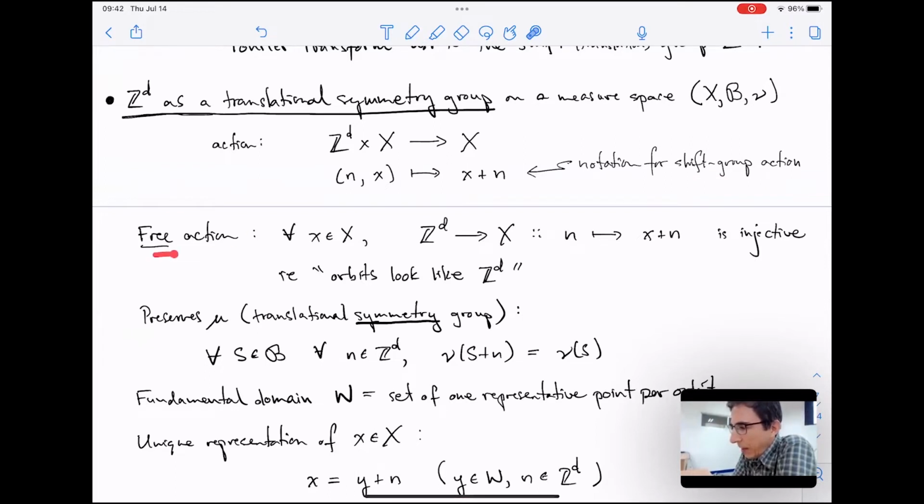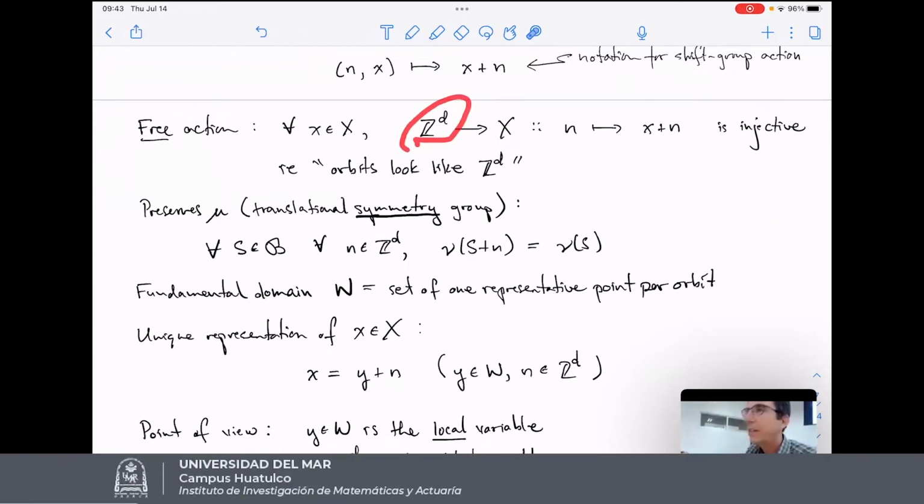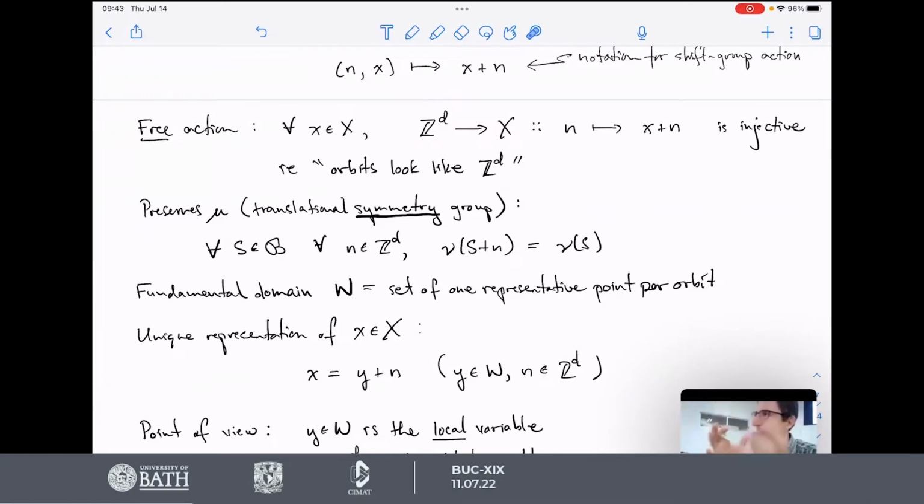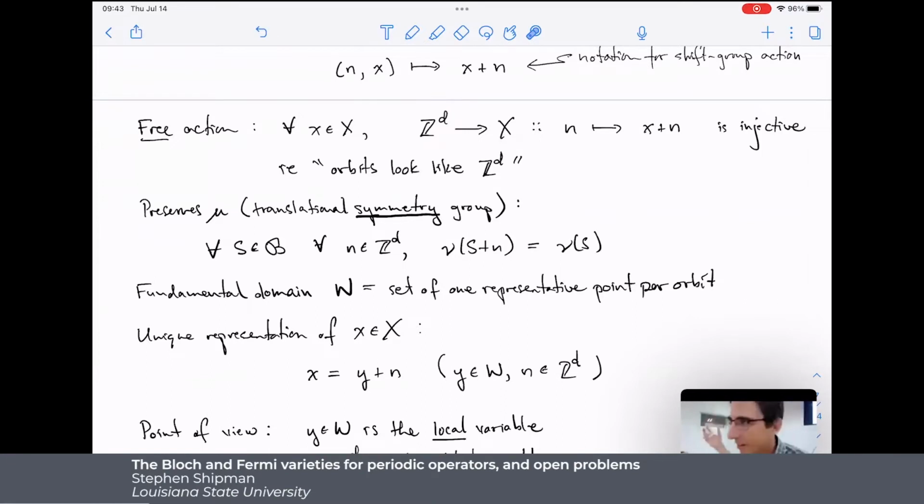All right, now it's a free action. What does that mean? Essentially, it means that if I take any X in the space and I look at all the different shift vectors that I shift by, that's injective. So in other words, I start with one X, I do all the shifts, and I really get a copy of ZD. It's just a lattice. So I take one X, do all the shifts, and I get a lattice that looks exactly like the group ZD. So there's no overlap. There are no two shifts that take me to the same point or back to where I started. There's no torsion. Sometimes they call it that.